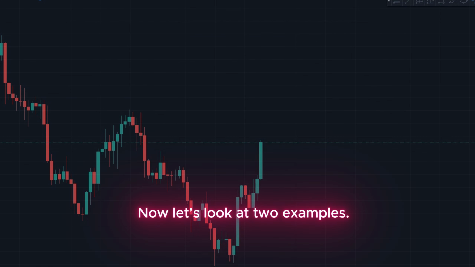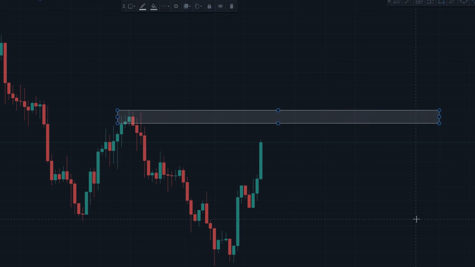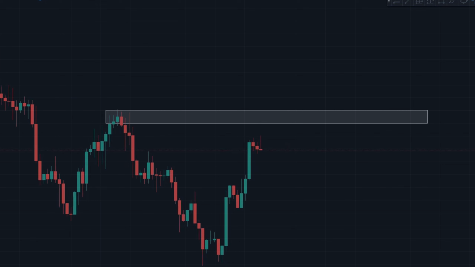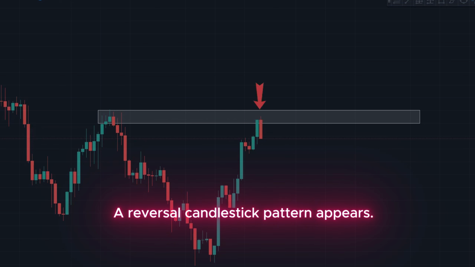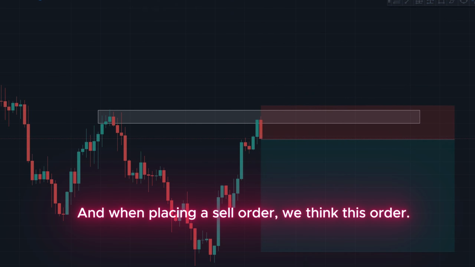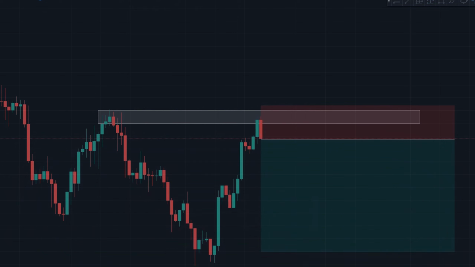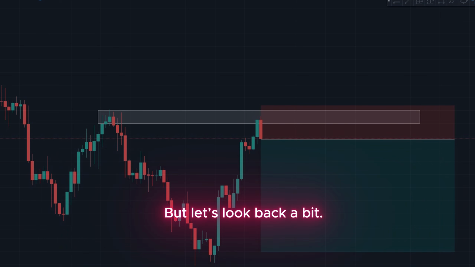Now let's look at two examples to understand the nature clearly. In this example, we can easily see this is a large downtrend, and the price is tending to return to this peak, return to this key level. When the price returns to the key level, a reversal candlestick pattern appears, so many people will place a sell order. In this case, sell down. And when placing a sell order, we think this order will have a high win rate because we're following the large downtrend. But let's look back a bit.